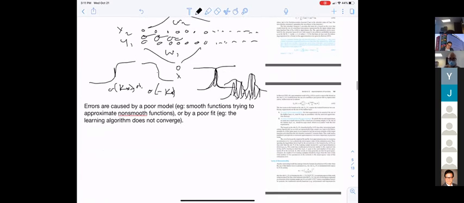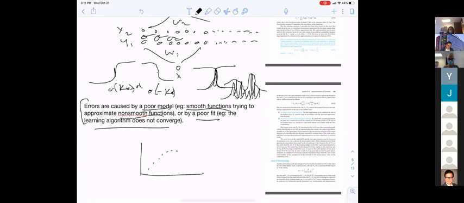When you look at the errors, there are two causes of errors. One is underfitting, right? You could have a poor model in the sense that you're trying to approximate a smooth function by a non-smooth function or vice versa. You can also have a poor fit to the models that you've got, or a poor choice because the learning algorithm itself might not converge. So that's the error going the other direction, right? You can have the error where I overfit, but you can also have the error where I underfit. I've got a bunch of points that look like this, and my model is only linear.